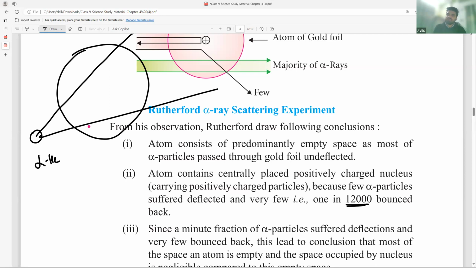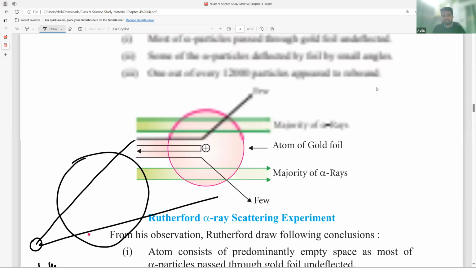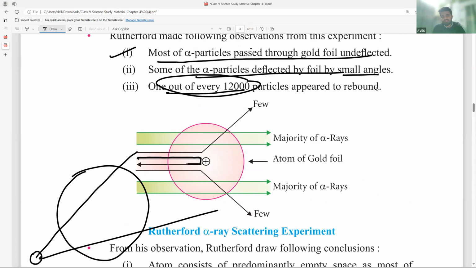So he said there is some positively charged substance present in the nucleus. There is some hard and dense mass at the center of the atom through which alpha particles cannot penetrate, which he called the nucleus. So the discovery of the nucleus was done by Rutherford. Got it?